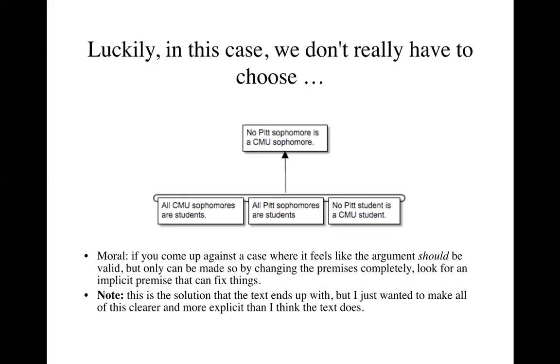So here's one possible moral. If you come up against a case where it feels like the argument should be valid, but can only be made so by changing the premises completely, instead look for an implicit premise that can fix things. This is actually the solution that the text ends up with, but I just wanted to make all of this clearer and more explicit than I think the text does, because I think it was kind of muddy in the text what you were supposed to do if these things conflicted. It certainly wasn't clear that this is what you're always supposed to do, so I just wanted to clarify that.